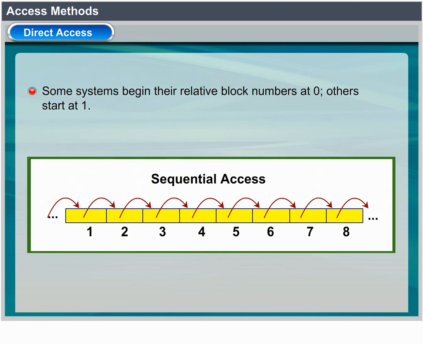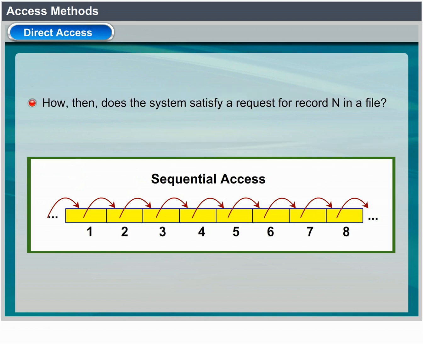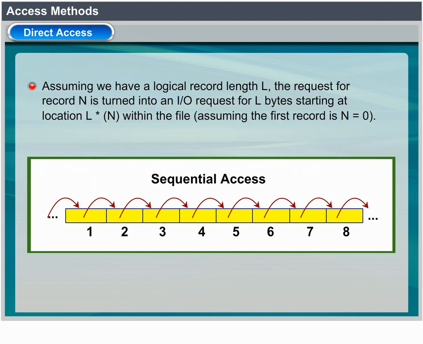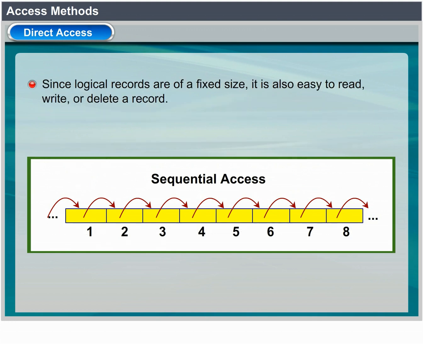Some systems start their relative block numbers at 0, others start at 1. How then does the system satisfy a request for record n in a file? Assuming we have a logical record length L, the request for record n is turned into an input-output request for L bytes starting at location L times n, with n variable within the file, assuming the first record is n equals 0. Since logical records are of a fixed size, it is also easy to read, write, or delete a record.